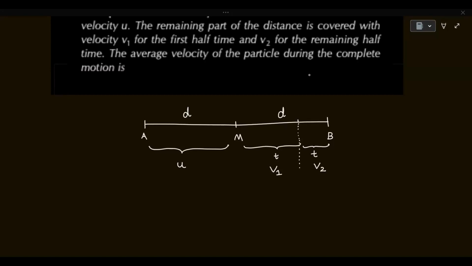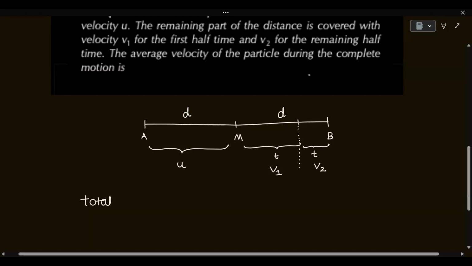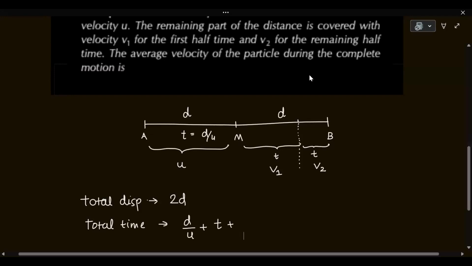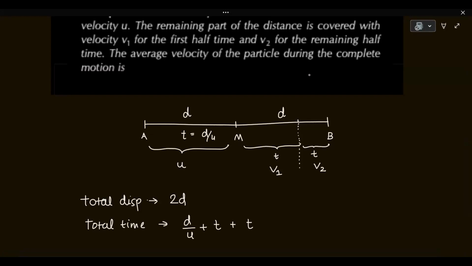So guys, listen to this. Again, I'll start with the basic definition. What is the total displacement? Well, it's 2 times d. What is the total time? The time for the first part is d divided by u. So the total time will be d by u plus the small time t plus small time t. Anybody has any issues with this definition? Please let me know. I don't know the value of small t yet. I have to plug it in. But total displacement is 2d.